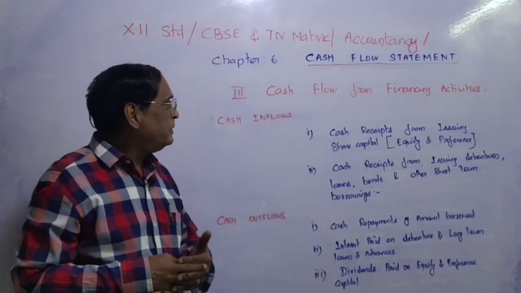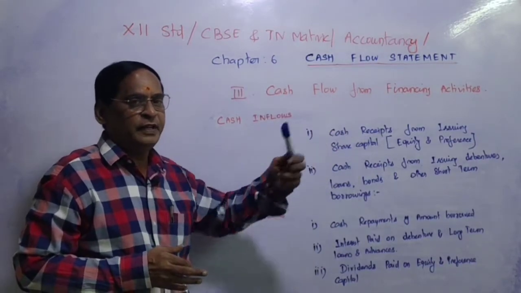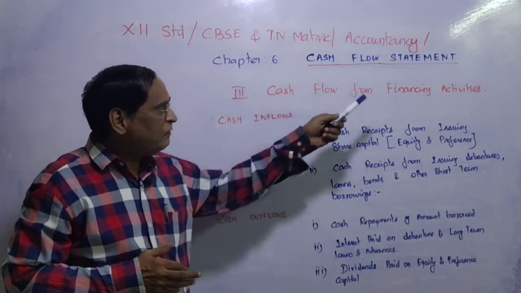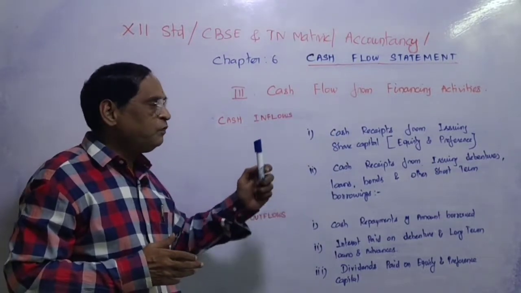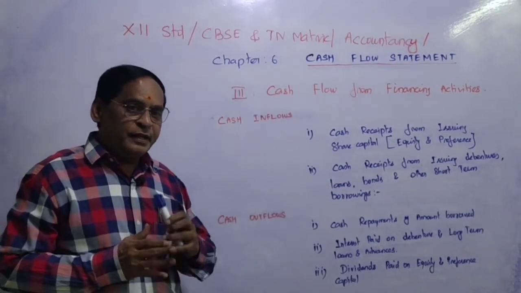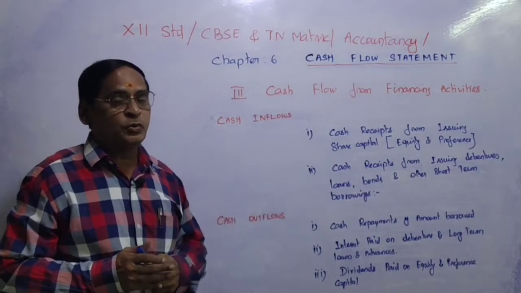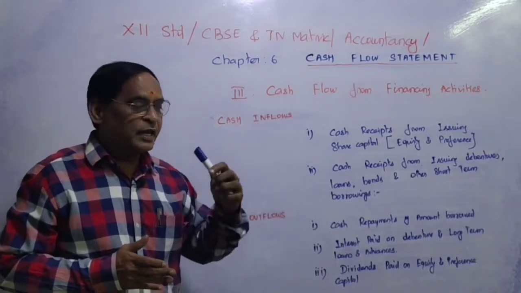The third stage is cash flow from financing activity. How much cash is coming inside the business from financing activities, that is, cash inflows? For example, if we issue share capital to the public, we will receive cash towards that share issue.